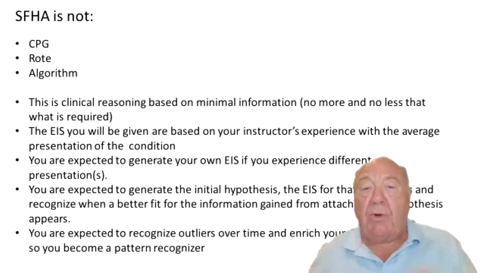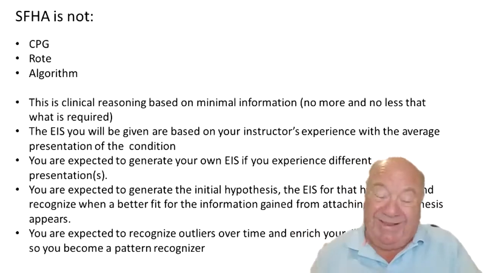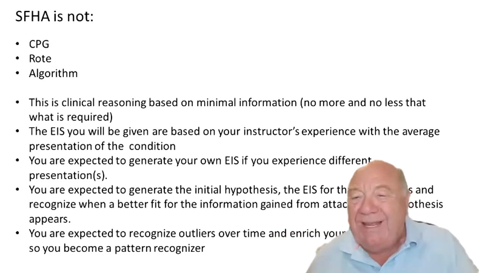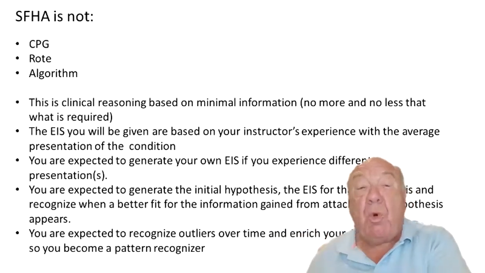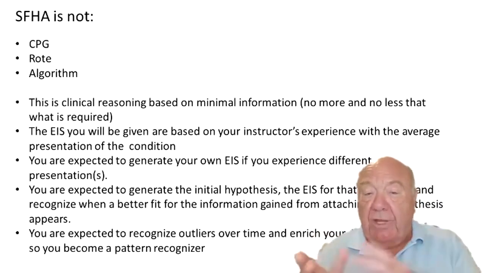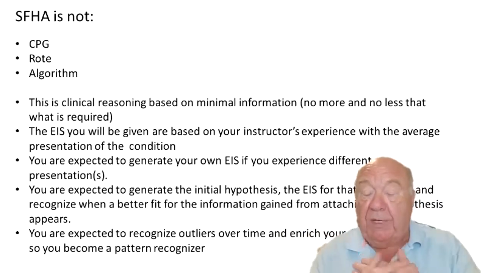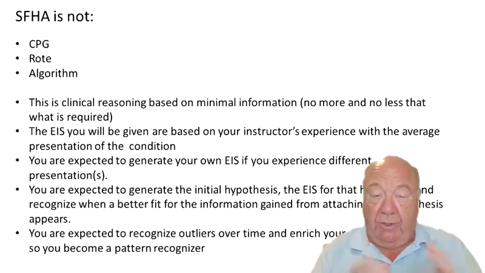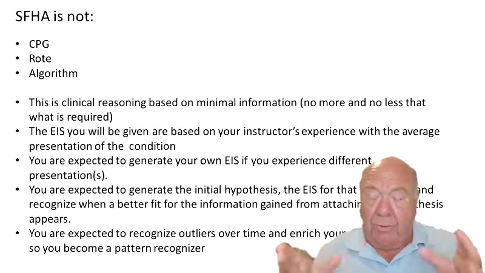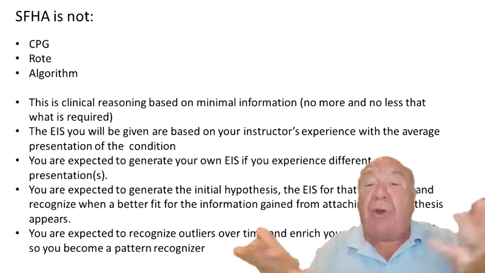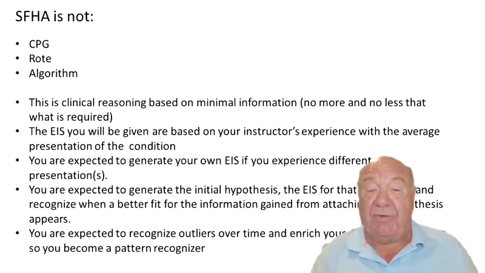So this is clinical reasoning. It's based on minimal information. So this isn't the least amount you can get. This is the least amount that you need to make the diagnosis, but no more than that. The EIS you're given is based on my experience with the average presentation of the condition. So this is not going to identify outliers and very atypical variants, but you're not going to recognize them anyway because you don't have the experience just yet.